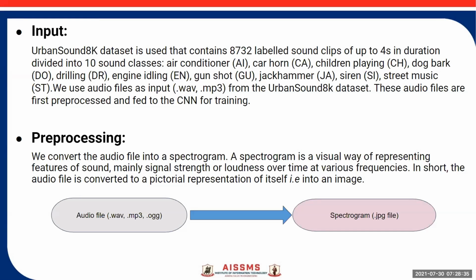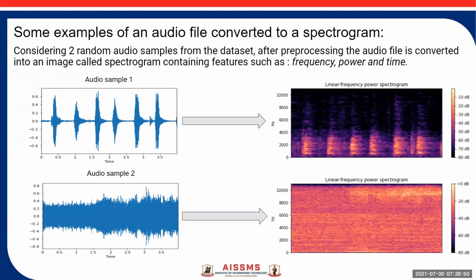That image is basically a graph of frequency, time, and power. So in short, an audio file, which is .wav, MP3, or OGG, will be converted into JPG format. How a spectrogram looks is given here. Let's take an example. The left-hand side images are not spectrograms, but just normal waveforms that we plotted in Python. The waveform is just frequency versus time.